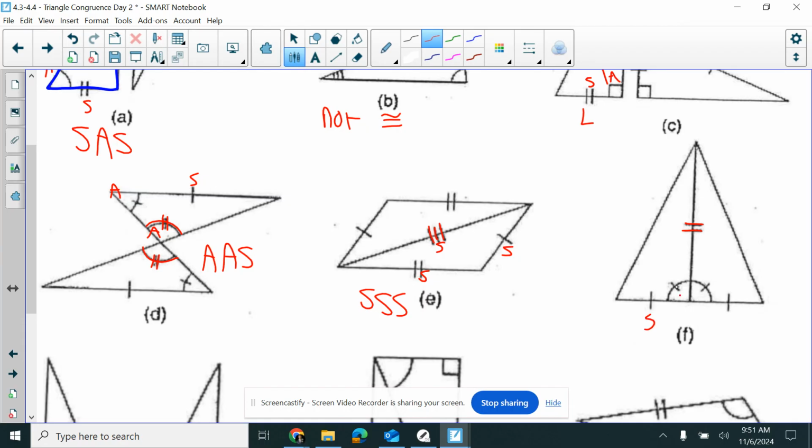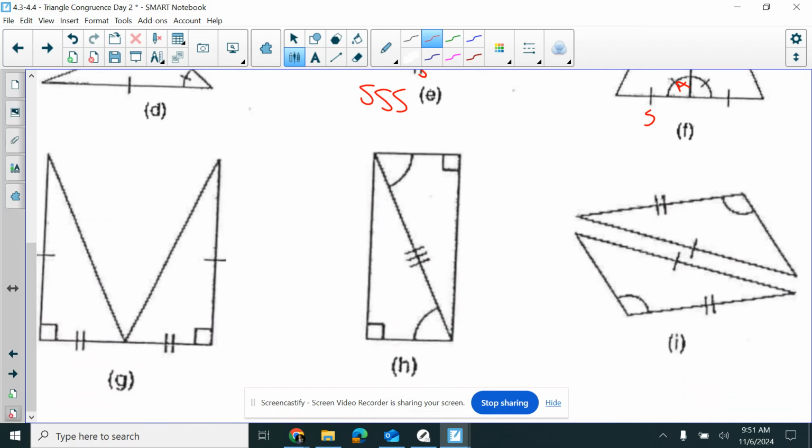All right, so this next one: side, angle, side. The angle is in between the two sides, so it's side, angle, side. This one, I have a right triangle, but I don't have the hypotenuse. So I have a side, an angle, side. So that's side, angle, side again.